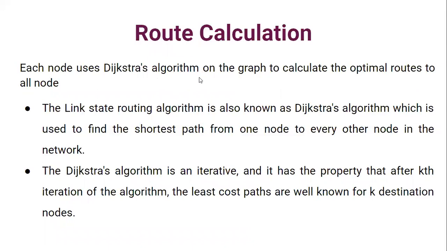Like in the previous video, I told you, we called Bellman-Ford algorithm for distance vector routing algorithm because it uses the Bellman-Ford algorithm. So here for the link state algorithm, we are using Dijkstra's algorithm. The link state routing algorithm is also called Dijkstra's algorithm, and it is used to find the shortest path from one node to every other node.